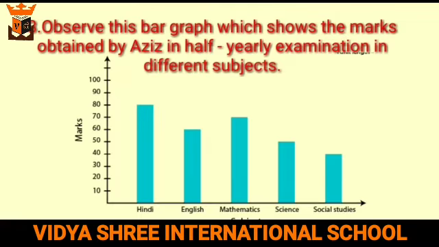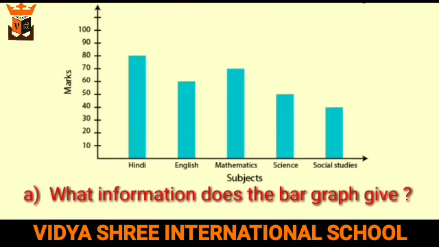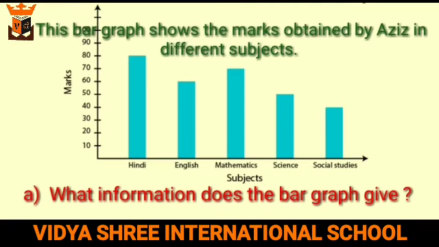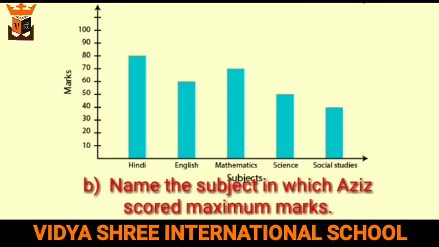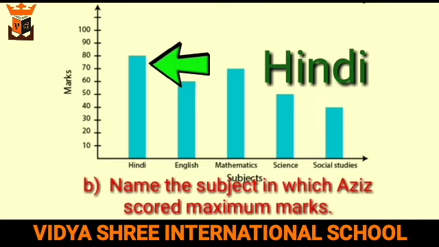Now coming to question number 3: observe this bar graph which shows the marks obtained by Aziz in the half-yearly examination in different subjects and answer the given questions. First question: what information does the bar graph give? This bar graph shows the marks obtained by Aziz in different subjects. Second part: name the subject in which Aziz scored the maximum marks. In Hindi, Aziz scored the maximum marks.